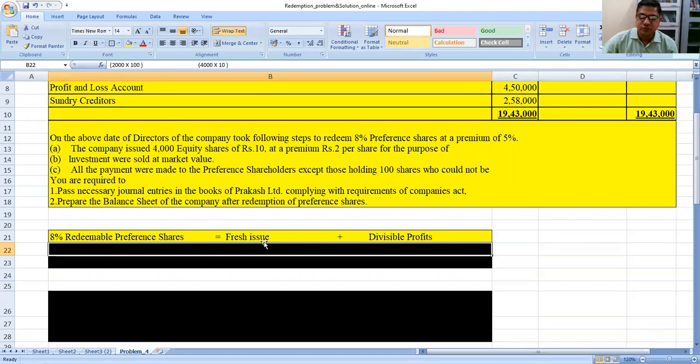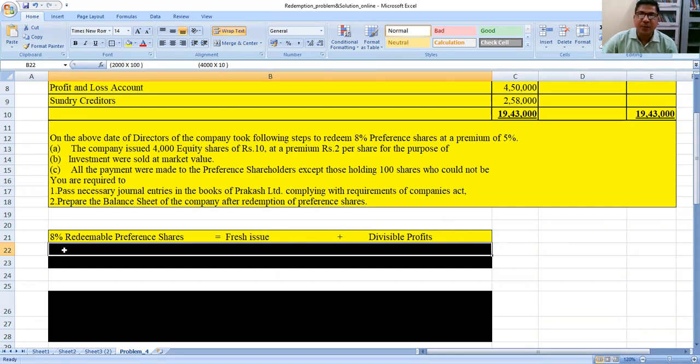Company use money by way of issuing the equity shares. Company use this issue amount for redemption of preference shares and they will use divisible profits. Company divisible profit use karte. They will use the divisible profit for the redemption of the preference shares. These things you should keep in mind. Redemption करण्यासाठी काय वापरलं जातं, they will use fresh issue and divisible profits. Fresh issue and divisible profits.